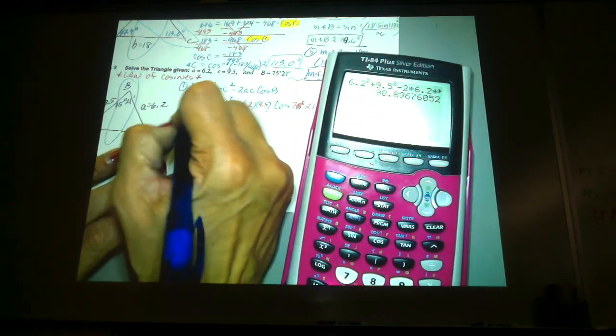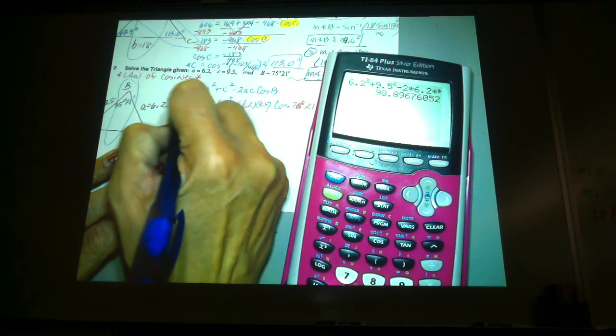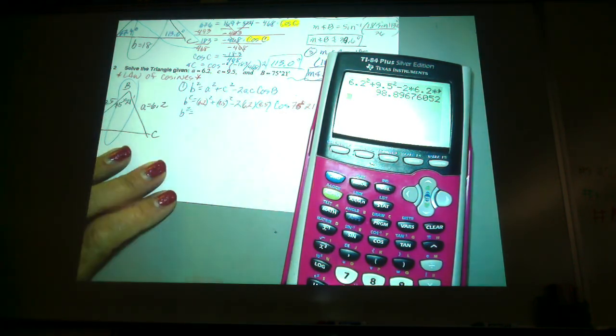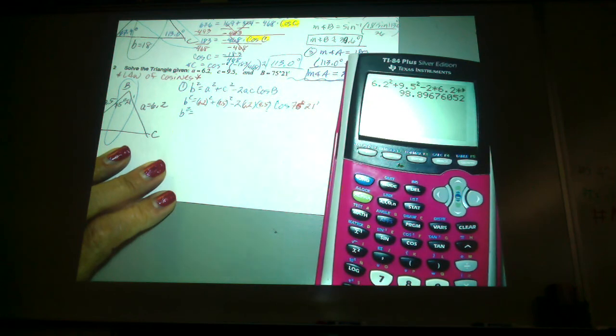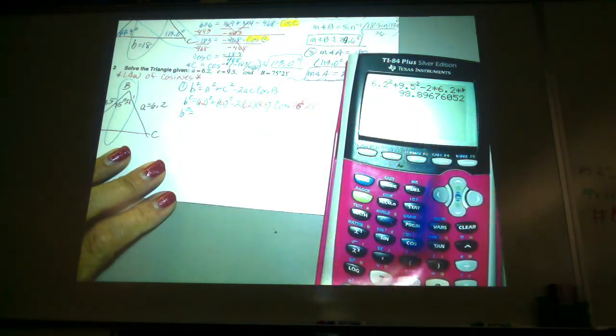B squared. So this is B squared equals, and I'm not rounding in my calculator because your graphing calculators have a lovely handy feature. I'm going to round on my paper. Do not round in the middle of your calculation. I'll show you how you can get that answer without retyping it.